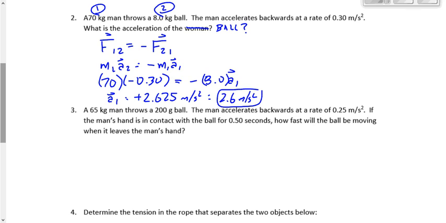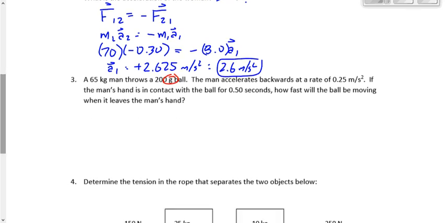Harder question for sure. A 65-kilogram man throws a 200-gram ball. First thing I want to do is recognize that that's in grams, and I've got to convert that to kilograms. The man accelerates backwards at a rate of 0.25. We want to know how fast the ball will be moving. Not the acceleration of the ball, but the speed or the velocity of the ball. We're going to call the man object number 1, and the ball object number 2. You don't have to know how to solve this question.